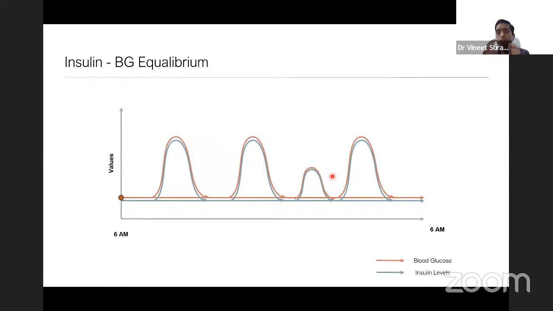So we should not forget the snack. That is very important. If there is a snack which contains carbs requiring more than 1 unit of insulin, probably you need to inject the insulin there.